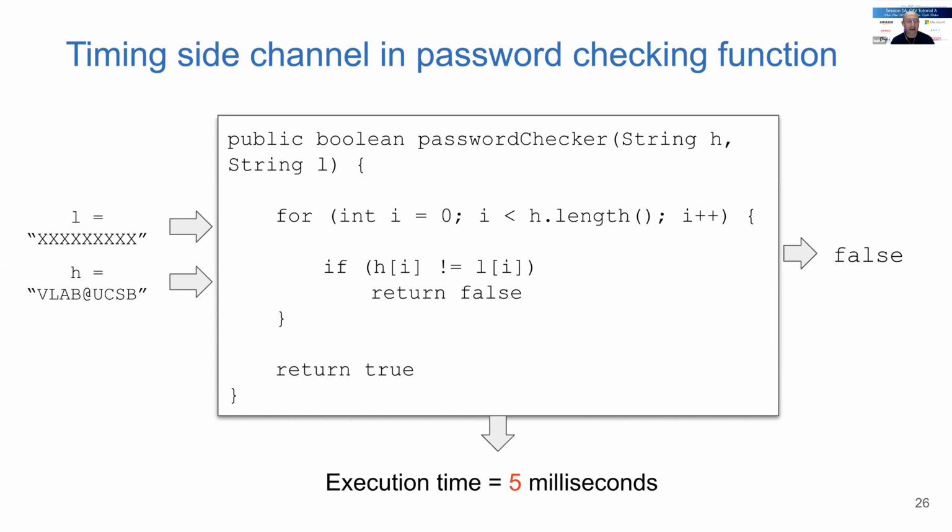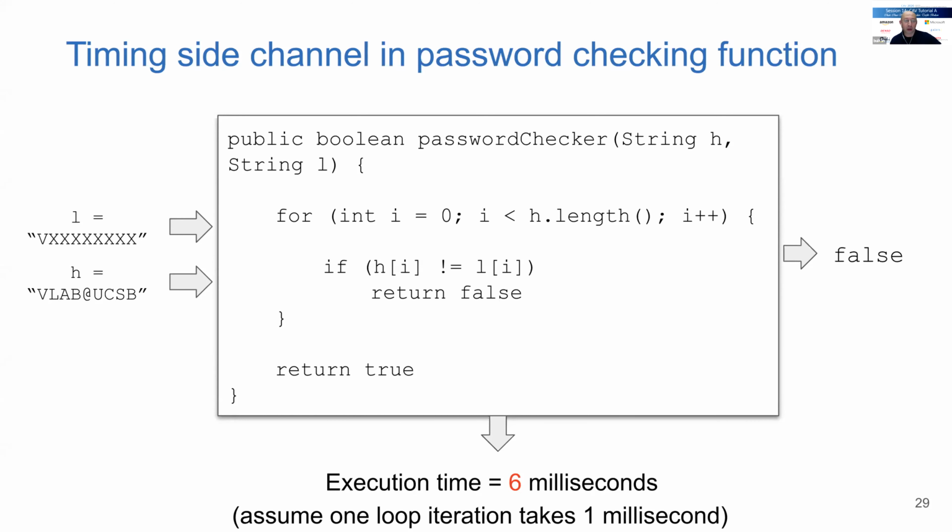In this scenario, nothing matches: the first character doesn't match, and it returns false. Let's say that takes 5 milliseconds. Now, if I enter alab@ucsb, still the first character doesn't match, so it will still return in 5 milliseconds. Now, if I enter vxxx, so the first character matches, and let's say the loop execution takes 1 millisecond, which may not be realistic, but let's assume it takes longer. Since I iterated the loop one time and went to the second iteration before I exit, execution time went to 6 milliseconds.